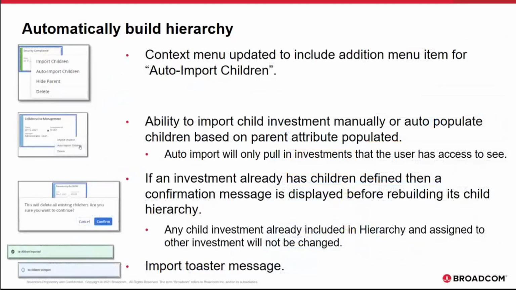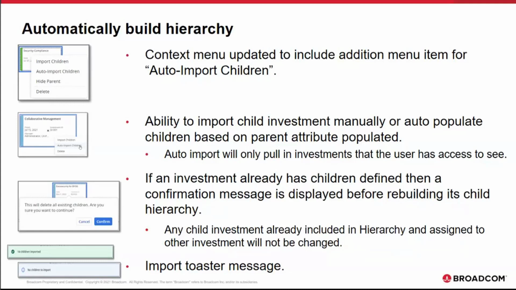Within the hierarchy, the context menu is updated to now include Auto Import Children as a menu option. So when you right mouse click on a specific investment in the hierarchy tree layout, you would see this new menu called Auto Import Children. This will then, based on the parent values set up, automatically build the hierarchy, and you can see it in the hierarchy tree.